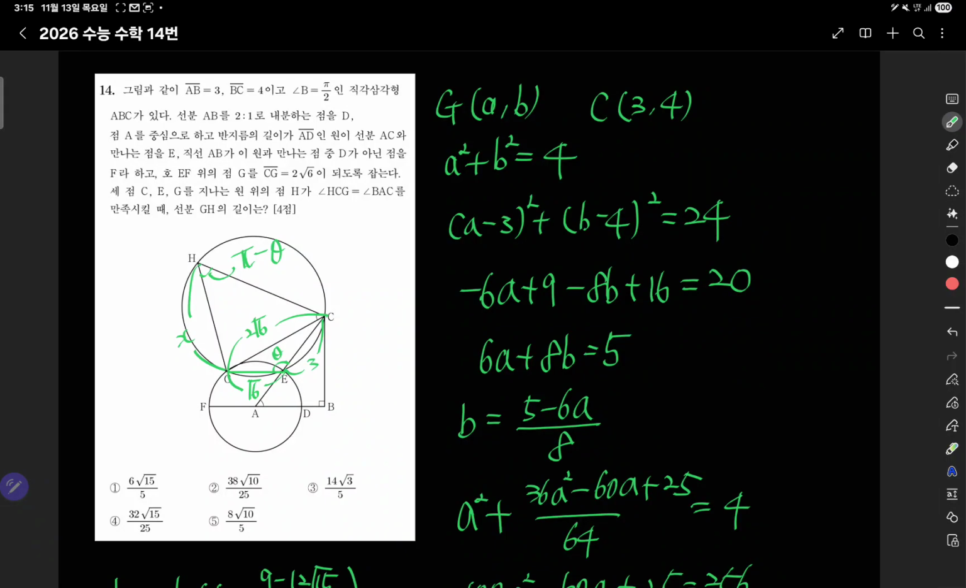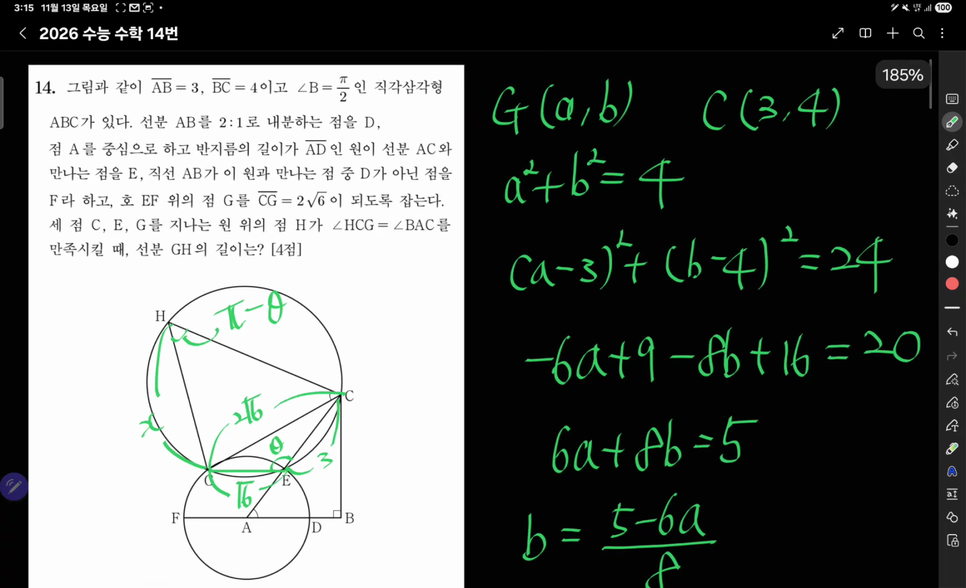Yeah, hello everyone. So in this problem, the length of AB is 3 and BC is 4. So that means using Pythagorean theorem, AC is 5 and D divides the segment AB with a ratio of 2 to 1. Because the length of AB is 3, that means the length of AD is 2.